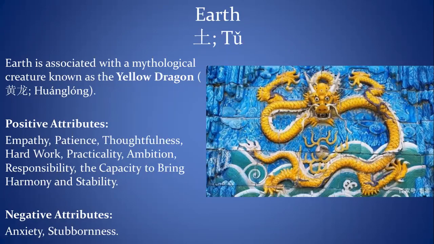So, Earth is seen as a transitional element. You may think, wait a second, earlier she said that it's the transitional element. The idea is that it's meant to facilitate harmony or facilitate stable change. What Earth doesn't like is spontaneous change. And that's where you get these negative attributes of anxiety or stubbornness, resisting spontaneous change or getting anxious about it.